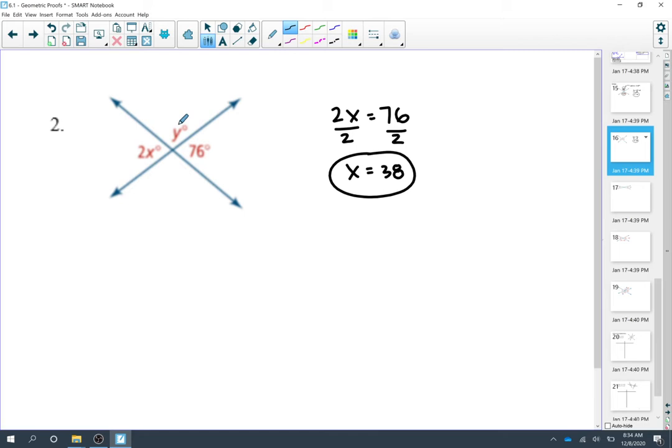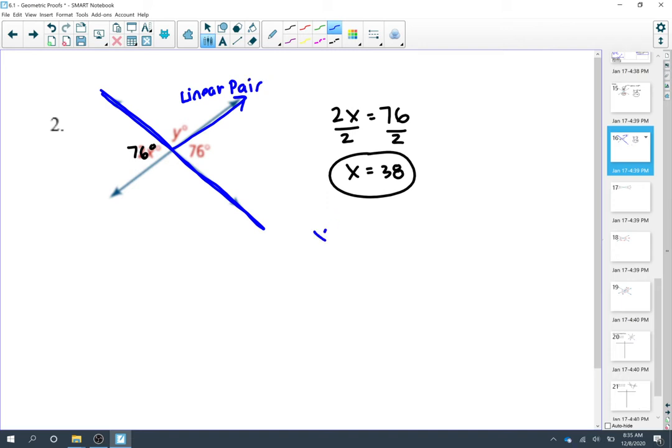Now, in order to find y, I know this is 76. I know this is 2 times 38, which is also 76. But now I need to find y. Well, look really carefully at this line. Then I want you to cover up this half over here. Don't look at this, just look over here. And you notice that 76 and y are a linear pair. So if these guys are a linear pair, that means they're going to add to 180.